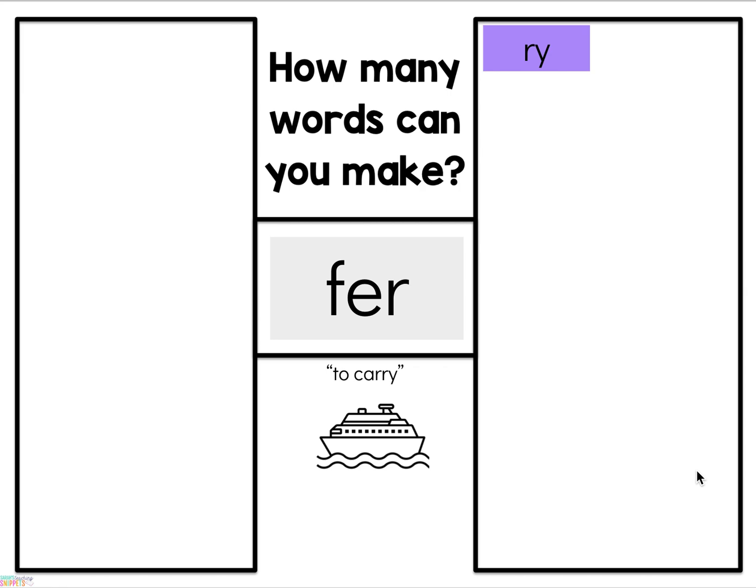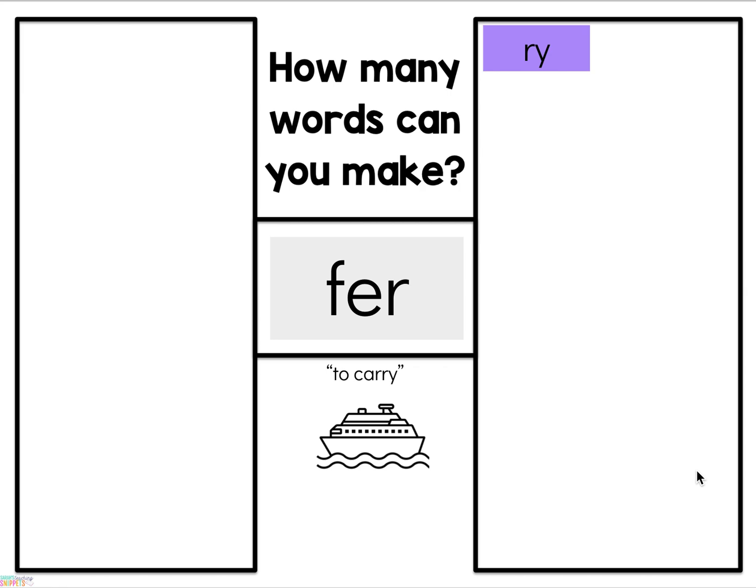So this is a bound base because by itself it does not make a word. So it needs prefixes or suffixes added to it in order for it to be a word. Now for this one, it's good to start with the word ferry because FER means to carry. And if you think about a ferry, its job is to carry either people or things across the water. So I like to start with the word ferry.